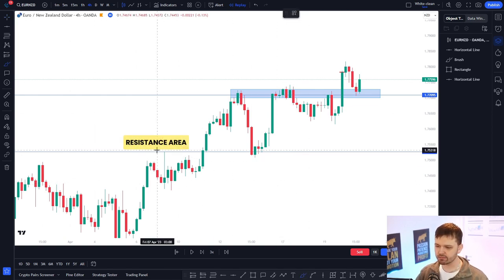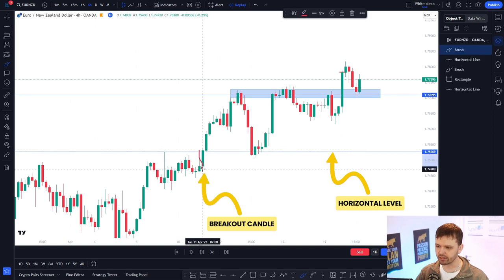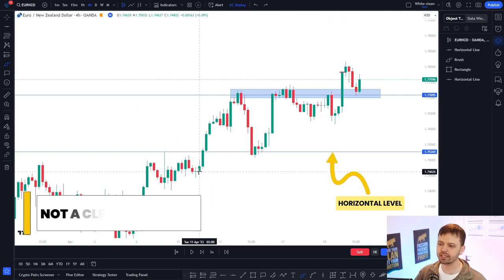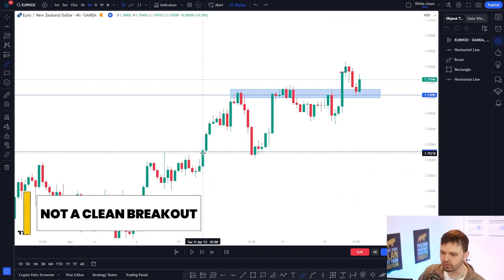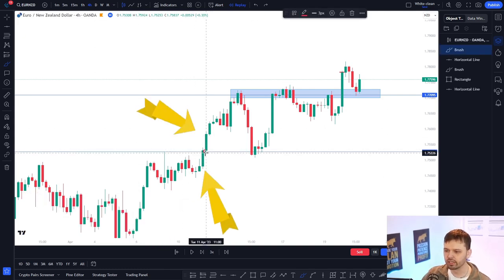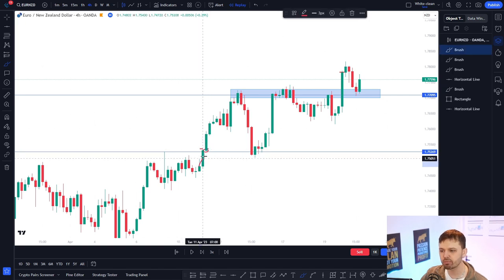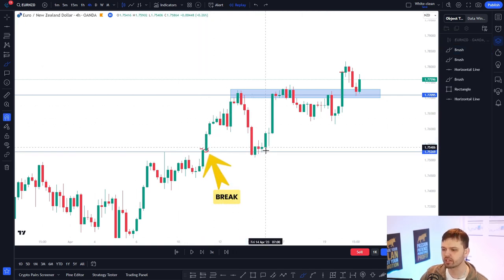If this blue line is the resistance area, then this is the breakout candle, okay? This is not a clean breakout because the candle closes almost on the level, and then the next candle that is part of the up move has an immediate retest. So you have one candle closing almost on the level but above the level, and then you have an immediate retest, and then price goes up here, and then the retest comes.